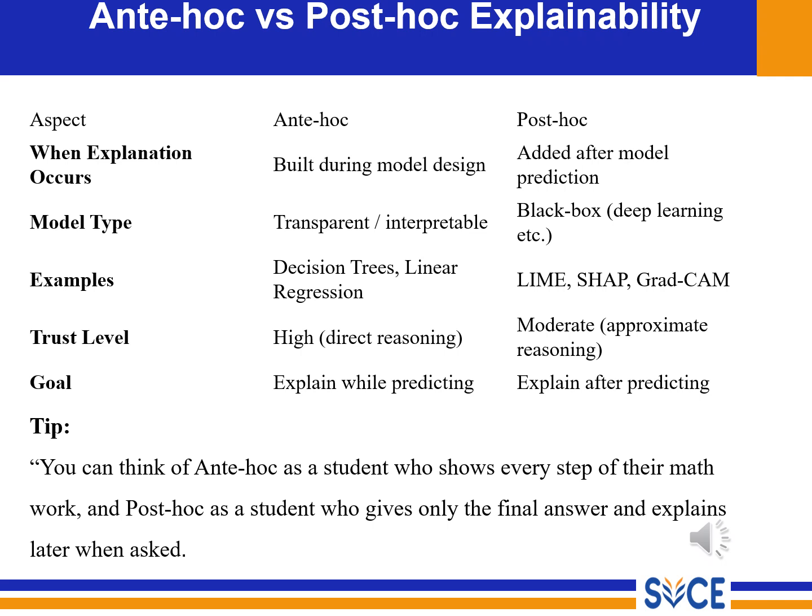So ante-hoc models are very transparent. The post-hoc models are black box. For example, decision tree and linear regression come under ante-hoc. LIME and SHAP come under post-hoc. Can you see the difference clearly now? Yes, good. Hope you understood. We will move to the next slide.